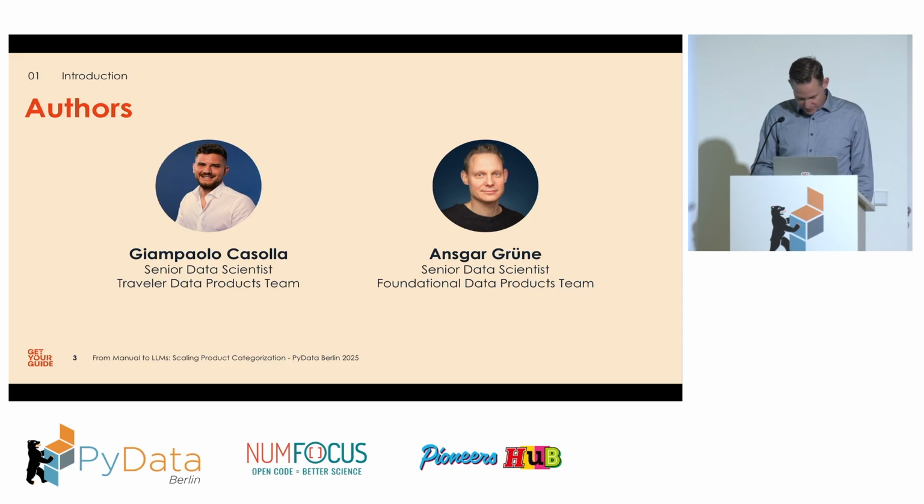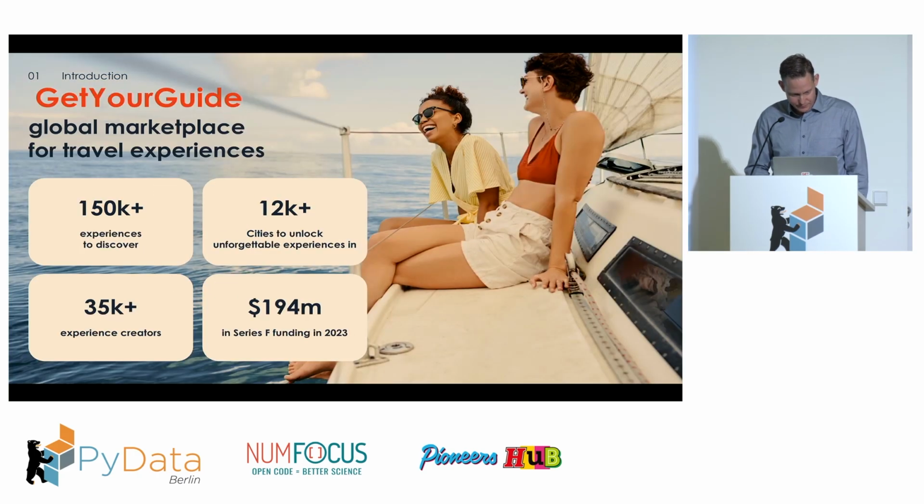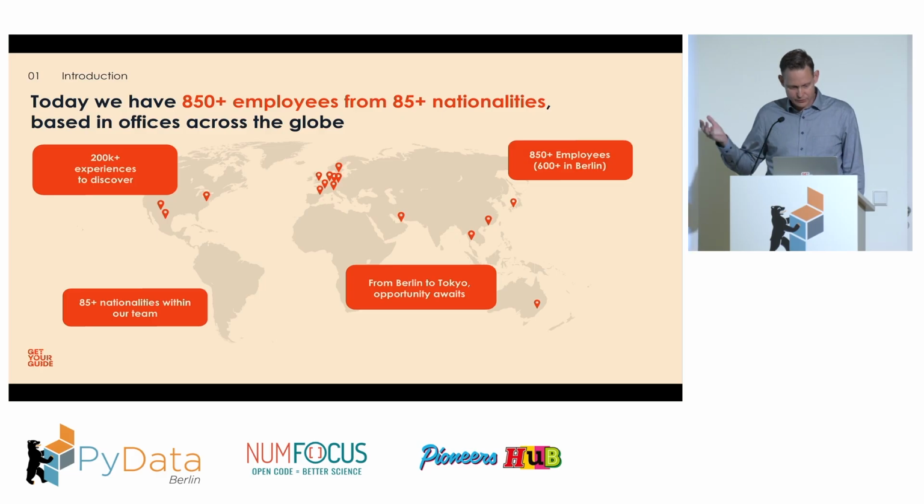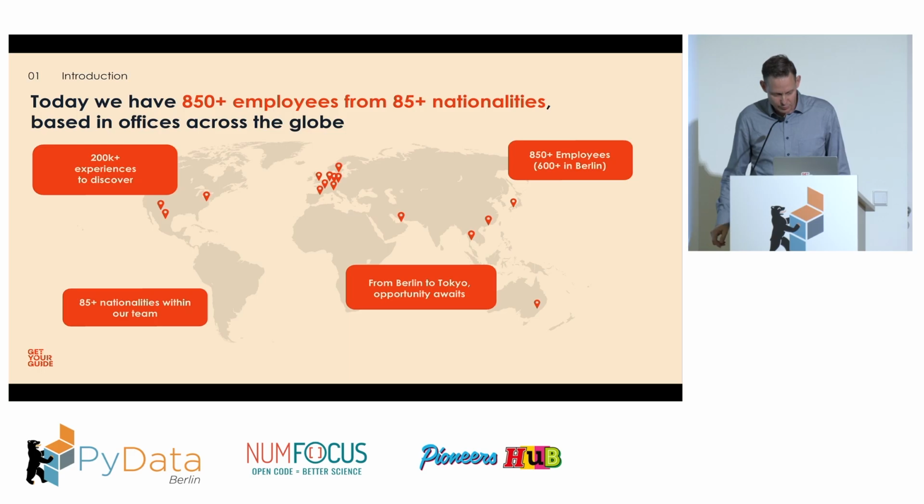To understand this categorization thing, it's also important to understand GetYourGuide, the company we are working for. GetYourGuide is a global marketplace for travel experiences. It can be things like boat tours or bus tours or museum entrance tickets, but also more niche things like cooking classes or bungee jumps. Here are some numbers about the company. There are offices all over the world, but the engineering and us data people are in Berlin, apart from a little office in Zurich.